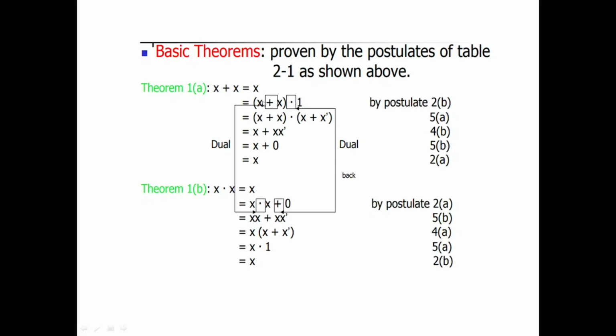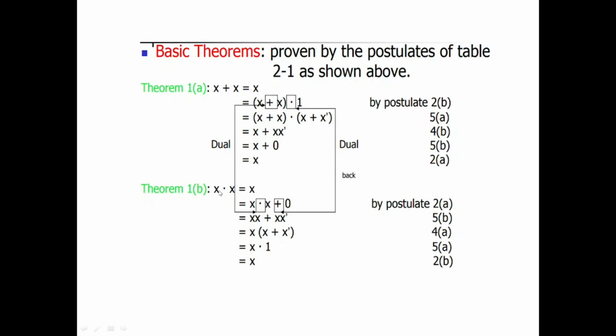Each and every step of theorem 1a is dual for 1b. So here the plus is written as dot, and the dot is written as plus. Each and every step is dual to each other. So if it is postulate 2b here, then for proving theorem 1b we can use postulate 2a. So here it is used as postulate 2b, and here we can use it as postulate 2a. So that is considering the LHS.